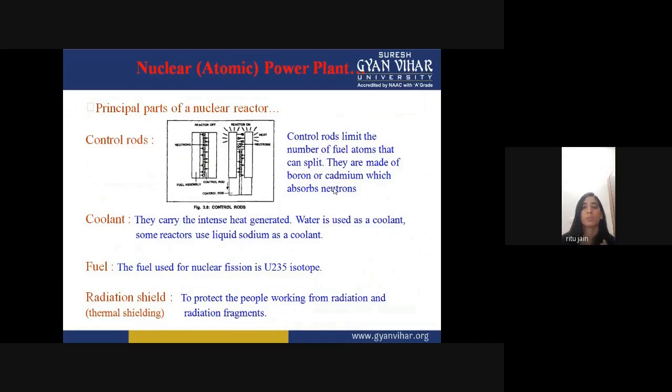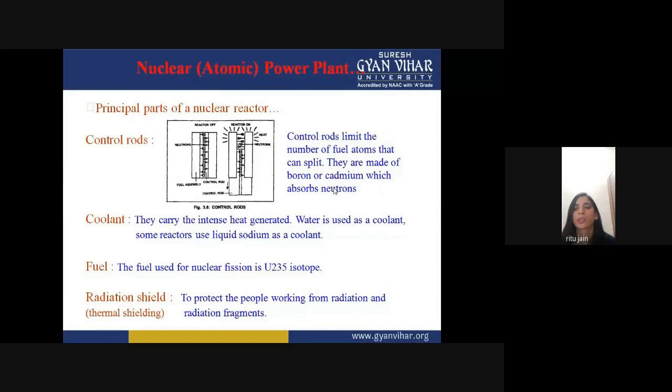Okay, now the third part of this reactor is your coolant, because you know that very high energy is generated through this chain reaction. A very large amount of heat is generated. So to cool down this reactor, we use cool water, which carries the intense heat generated. Water is used as a coolant, and some reactors use liquid sodium as a coolant. So you can use water or liquid sodium to cool the reactor.